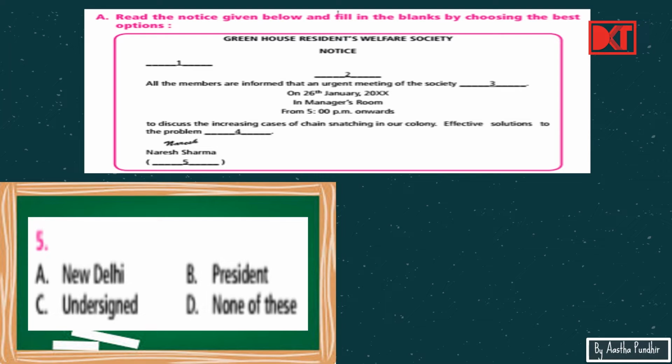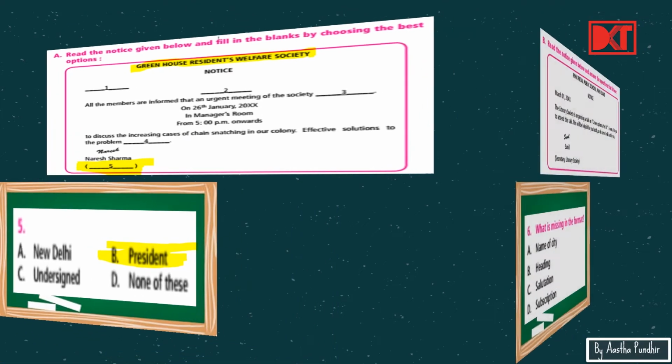Okay, next up here. Then signed by Naresh Sharma, name of the person, and then here what do we give? We give the designations. Designation, New Delhi, president or undersigned. Designation is president. President of what? President of Greenhouse Residence Welfare Society. Okay.